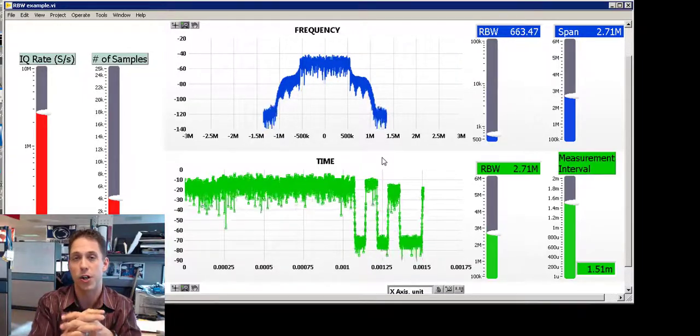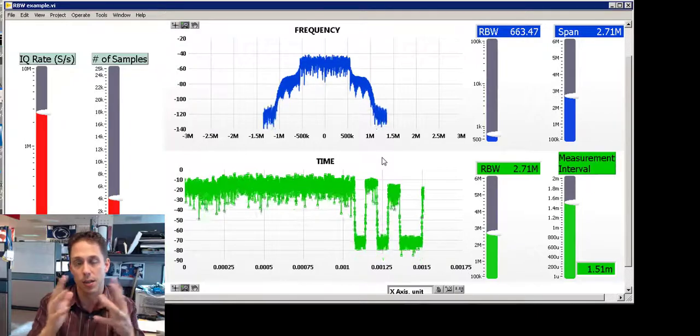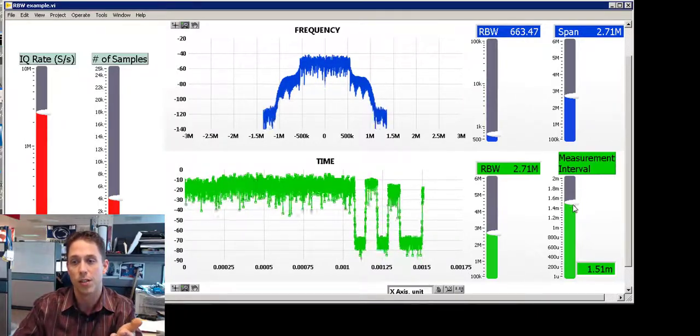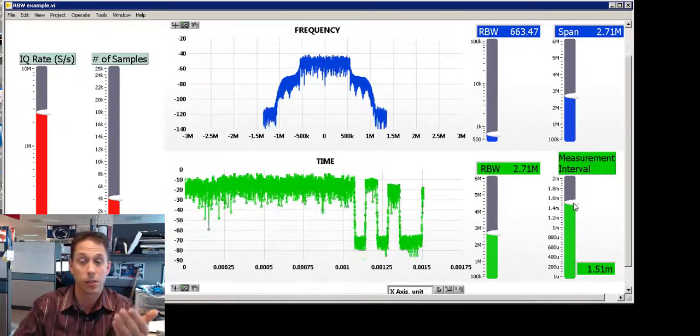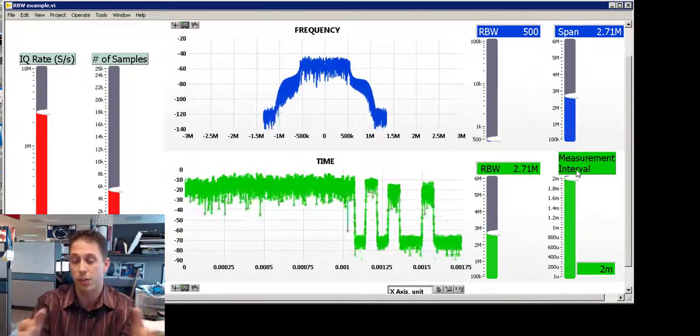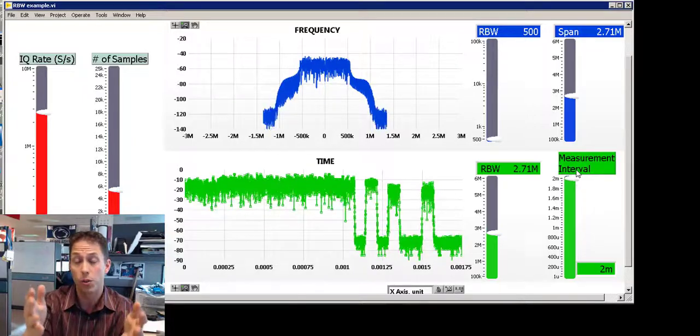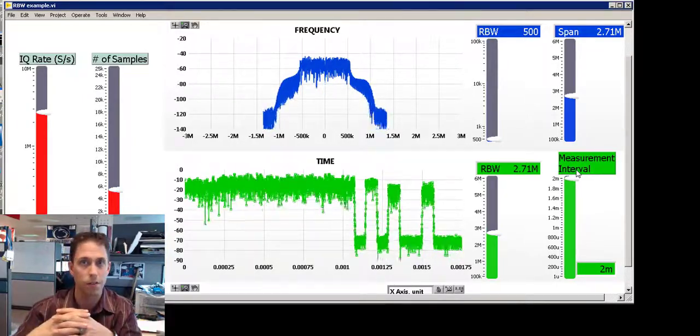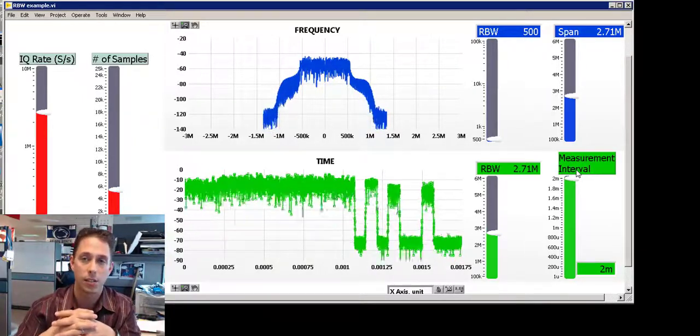Or we simply change our A to D sample rate in all of those cases. And of course, if you have a signal, why don't we just keep our measurement interval as low as possible? Well, sometimes you need to acquire the entire signal. In this case, we want to get all four chunks of the different bursts of information that we're looking at here of this LTE signal.